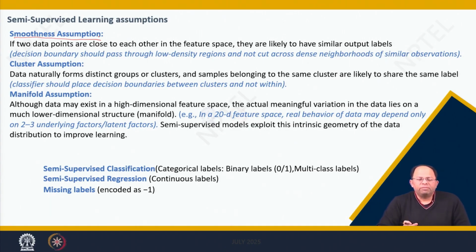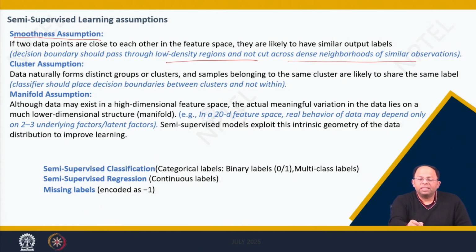So that means if those two data points are close to each other, then most likely they are the same thing. Obviously, it is not a rule, but it's an assumption that we are making. In general, that is true. It also has implications for decision boundaries. Whenever we are trying to separate two clusters or two groups of data, we use a decision boundary, and the decision boundary should pass through low density regions and not cut across dense neighborhoods of similar observations.